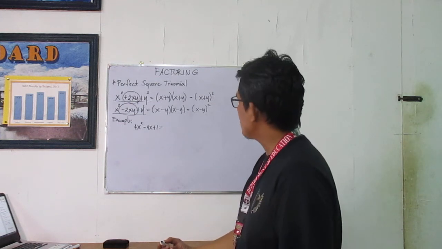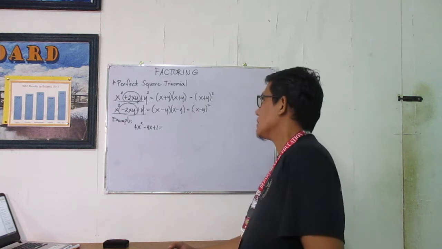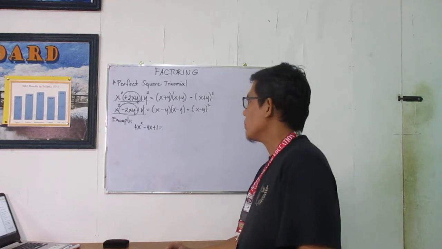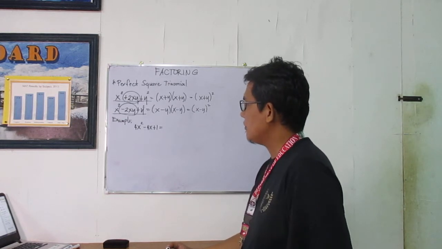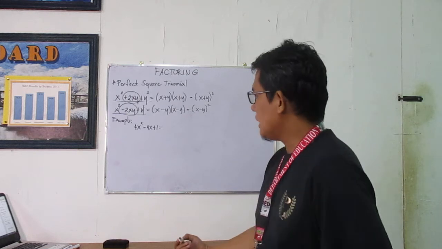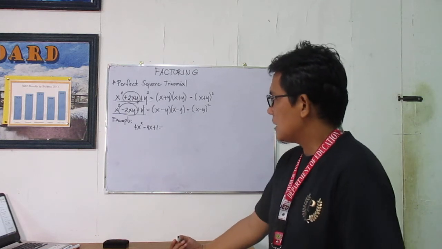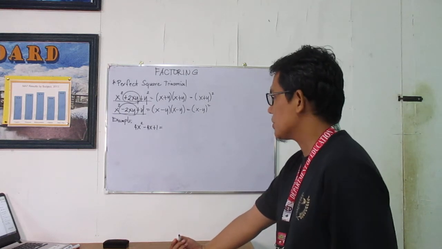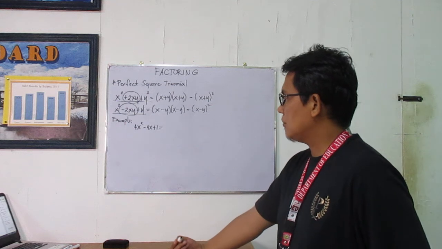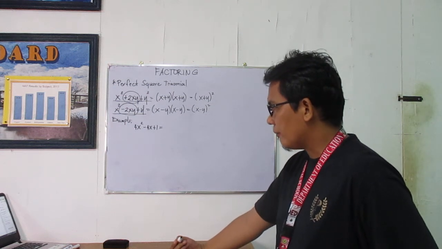Or you can express that in the manner of a square of a binomial, square of a sum, or square of a difference of two terms. So let us try to solve first this example given here on your modules. 4x squared minus 4x plus 1.